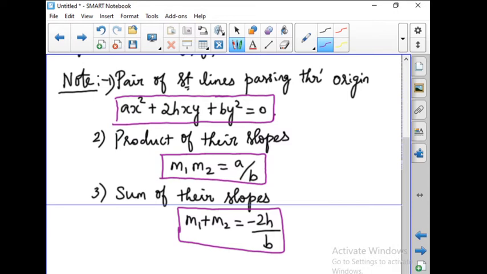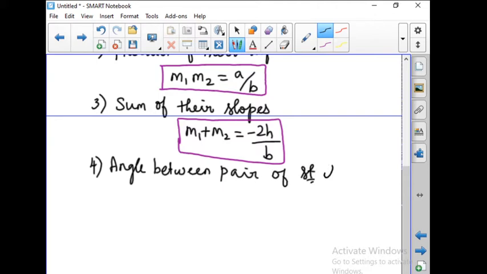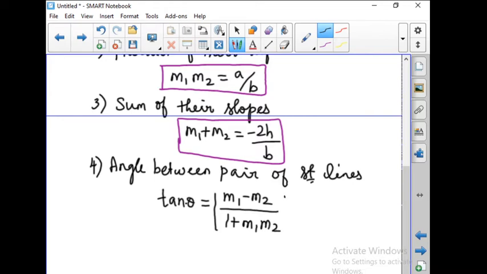Next, angle between pair of straight lines. Number 4. Angle between pair of straight lines. Theta can be taken as the angle between the pair of straight lines. So, tan theta is equal to modulus of m1 minus m2 divided by 1 plus m1 into m2. Okay, so this is the angle between the pair of straight lines.